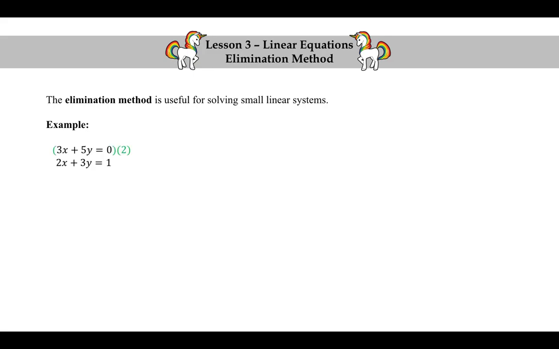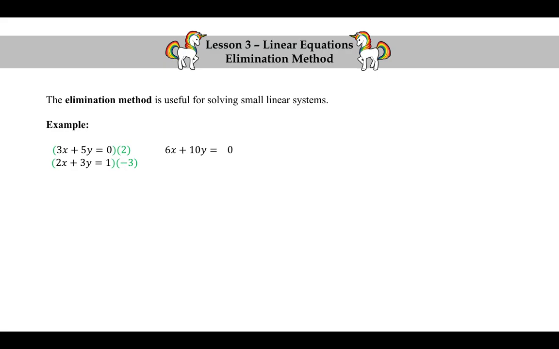For example, I can multiply the first equation by 2 and the second equation by -3 to make the x's match up as negatives of each other, so that when we add the two equations, the x's will go away. Take a look at this for just a second and see if you understand why I chose these two numbers.